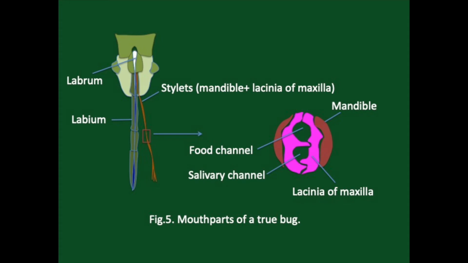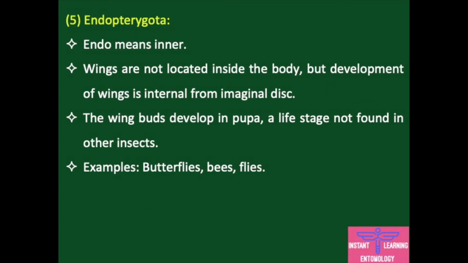But in other insects having typical biting and chewing mouthparts, the proximal part of the mouthpart maxilla consists of a basal cardo and distal stipes. The stipes have 2 lobes distally, an inner lacinia and an outer galea. Examples: true bugs, lice, thrips.